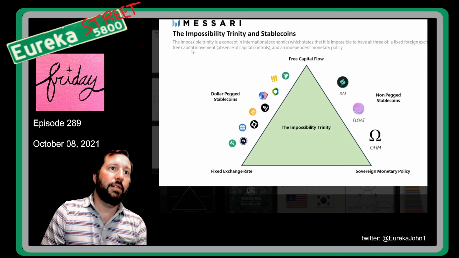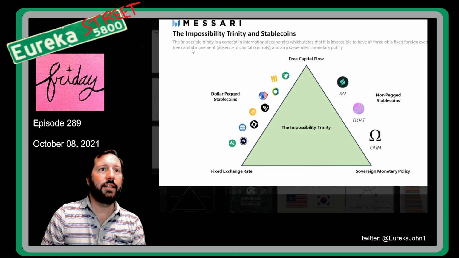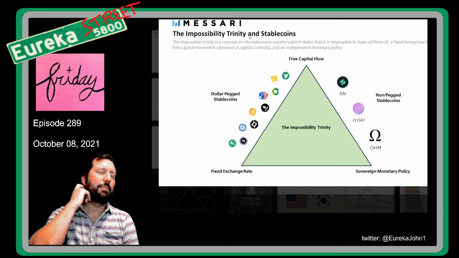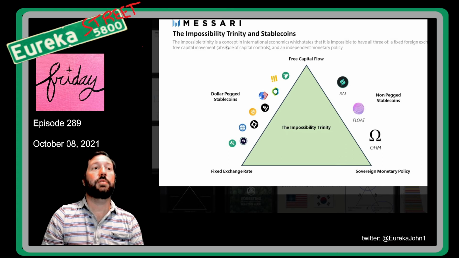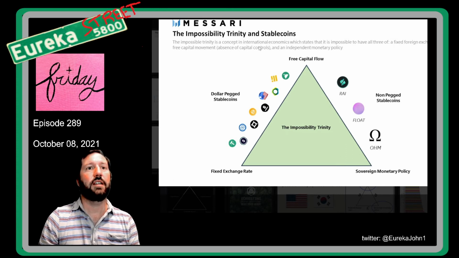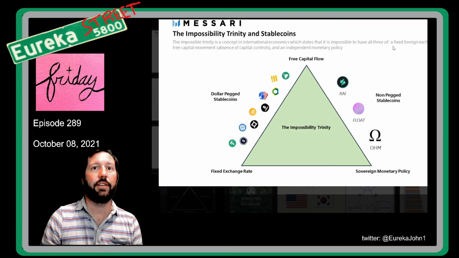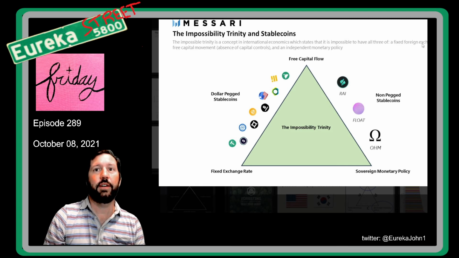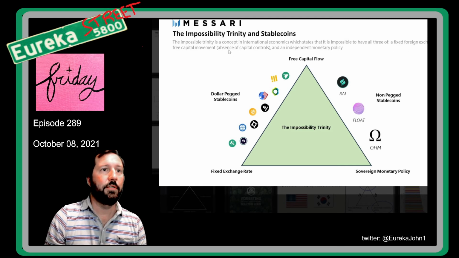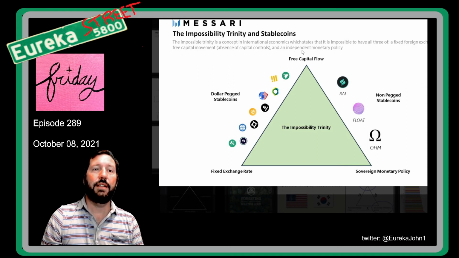The impossible trinity is a concept. I can never say impossible trinity in stablecoins, it just doesn't work. They need to come up with a different name. Anyway, the impossible trinity is a concept in international economics which states that it is impossible to have all three of a fixed foreign exchange rate, free capital movement, which is the absence of capital controls, and an independent monetary policy, to where it's not being governed by a government.